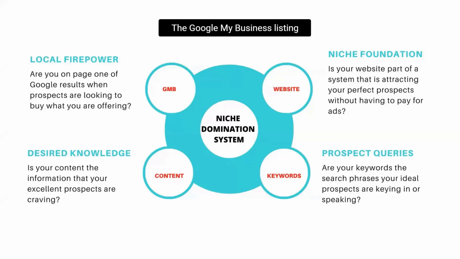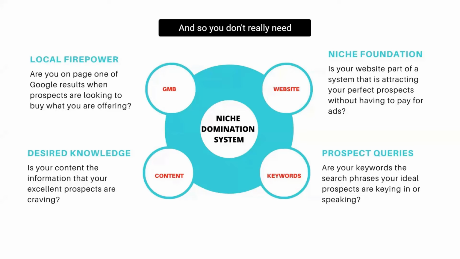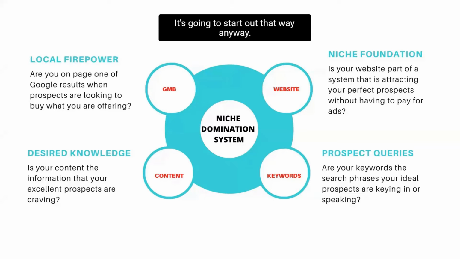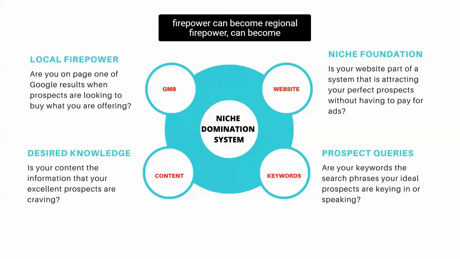The Google My Business listing begins as your local firepower. And for some people, that's really all you care about. All you care about is people that will buy your product or come to your classes that are around you. And so you don't really need to go beyond local firepower. It's going to start out that way anyway. But if you use this system, local firepower can become regional firepower, can become state firepower, can become national, and for some people, even international.